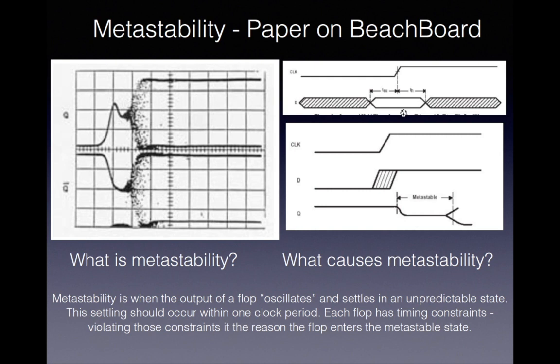Metastability, we've been talking about this a lot, both 460 and 360. I want to make sure that everybody understands what I expect you to know. What is metastability? Metastability is when the output of a flop, and it's important you say flop, it's not just a signal, it's when the output of a flop oscillates and settles in an unpredictable state.